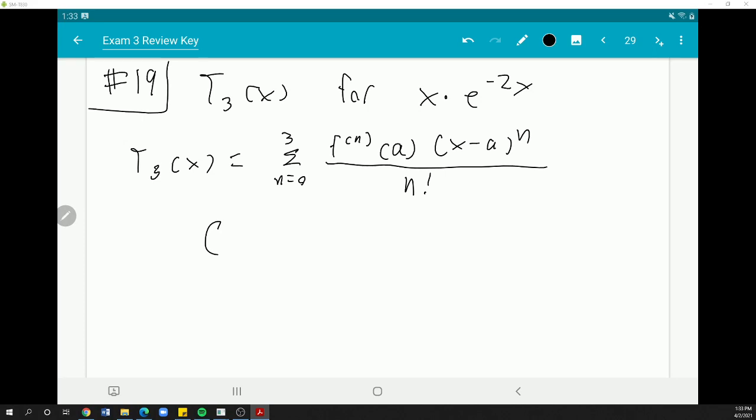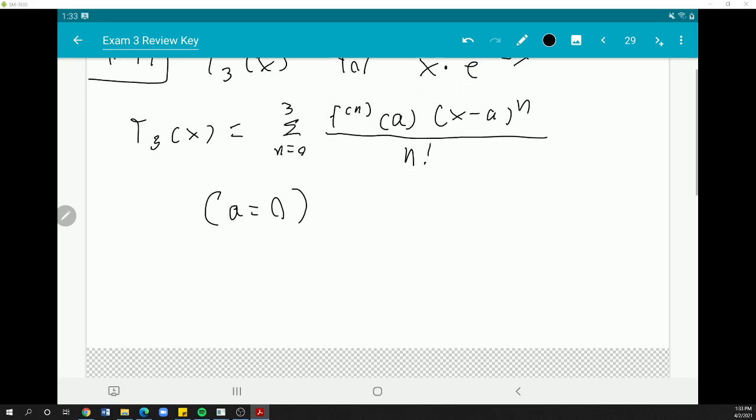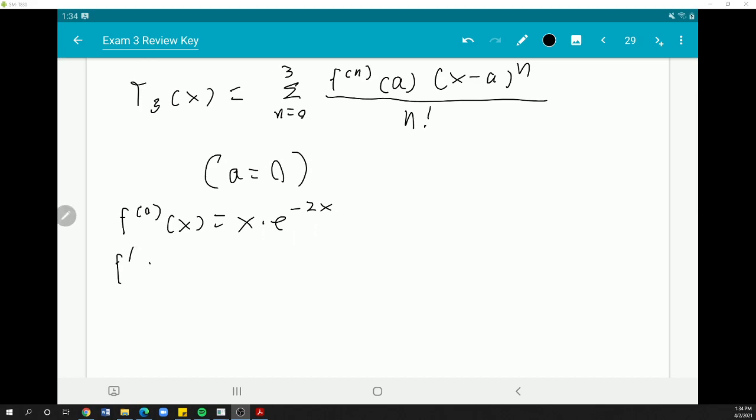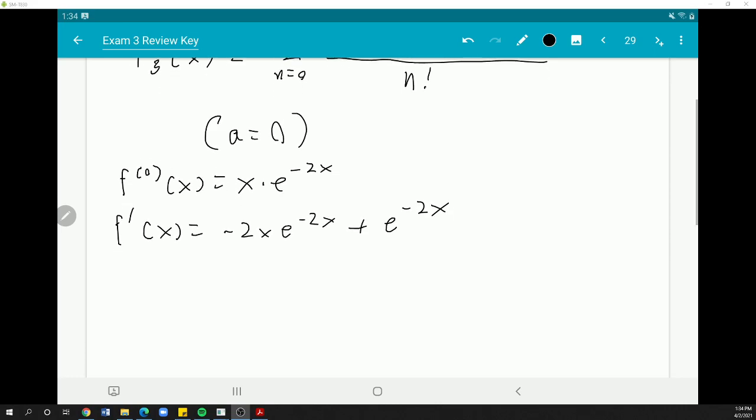And so now we take a break and we say, wait a minute, a is equal to 0, so that's good. Now we need to calculate all the derivatives. So this is not going to be the most fun thing in the world. First, the 0th derivative, which is you never took a derivative at all. That's easy enough. Next, f prime isn't going to be too hard. It's just a simple product rule. First times derivative of the second, so minus 2x e to the minus 2x, plus second times the derivative of the first gives e to the minus 2x.